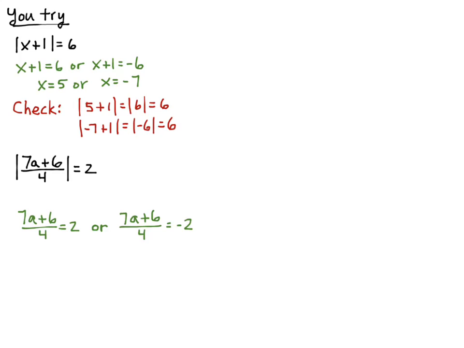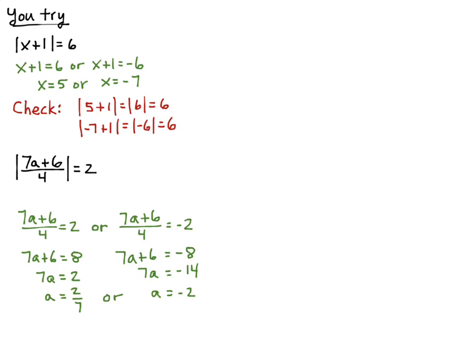But from a really persnickety mathematical standpoint, x is one value or the other, right? It can't be two values at once. So we write this as an "or" because x won't be both values at the same time. And so solving these, the first one is a equals 2/7, and the next one is a equals negative 2. So it's a matter of multiplying both sides by 4 first, and then we subtract 6 from both sides, and then we get two different answers there.